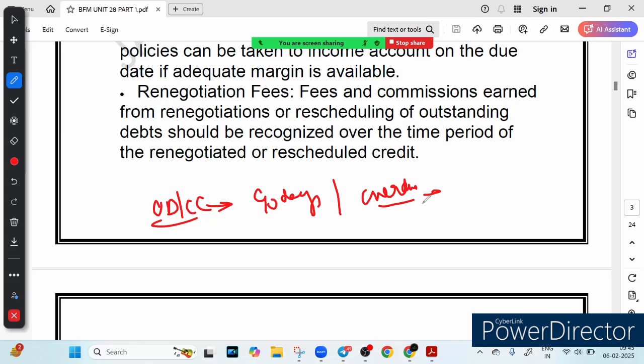But what happens when an NPA stays in default for a long time? How do banks classify them? Stay tuned, because in the next part we will break down the categories of NPA and why they matter for banking regulation. I hope this makes your concept clear.